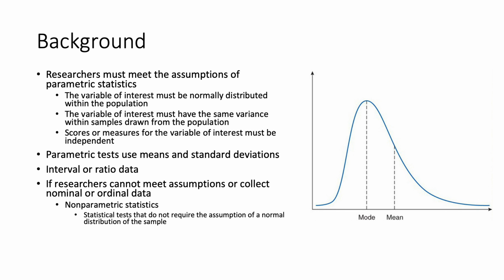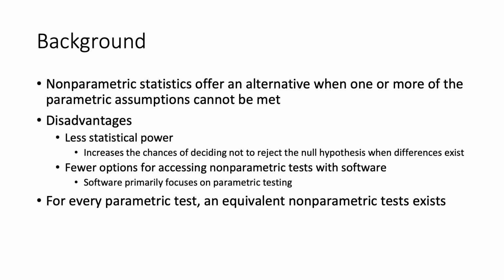However, if researchers cannot meet the assumptions with the data they collected, or if they collect nominal or ordinal data, they need to perform nonparametric statistics. Nonparametric statistics are statistical tests that do not require the assumption of a normal distribution of the sample. You can see in the figure to the right that the shape is not normally distributed. Nonparametric statistics offer an alternative when one or more of the parametric assumptions cannot be met.